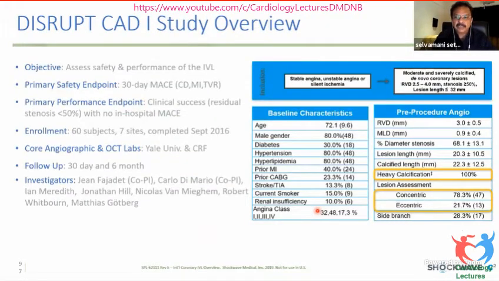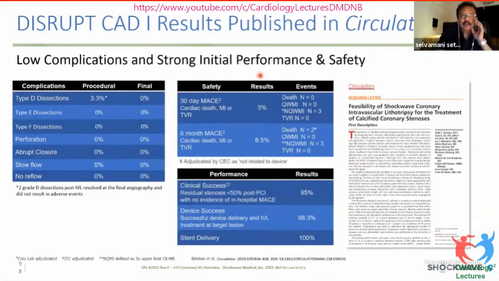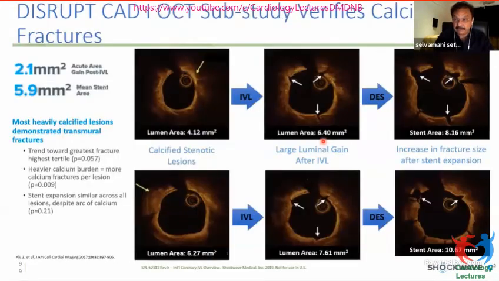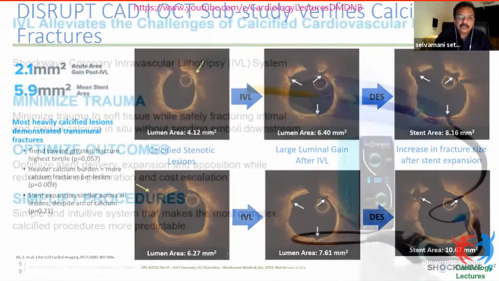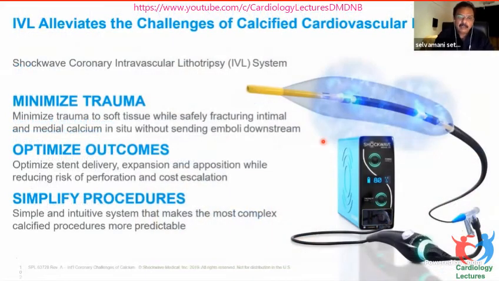In Disrupt 1, you clearly showed that in most of the patients, there was very strong initial performance and safety, with low complications. And this is what gave us confidence in using lithotripsy in our day-to-day practice, especially for severely calcified lesions. It is minimally traumatizing with an optimized outcome. It produces very good results, there is no doubt, and it is a very simple procedure, unlike rota, where you need a lot of experience and it is operator dependent. Here, anybody who can take a coronary balloon can do this procedure. It is so simple and safe.